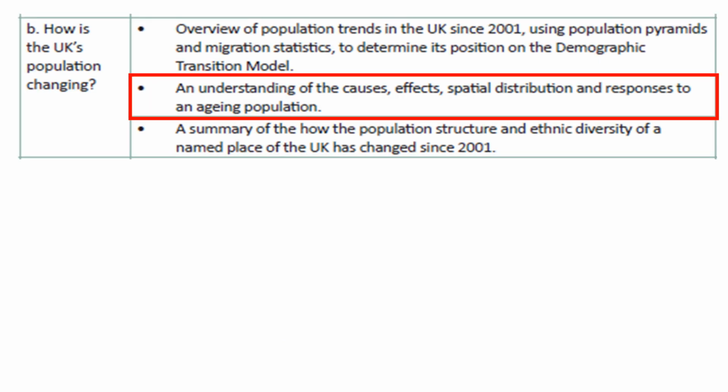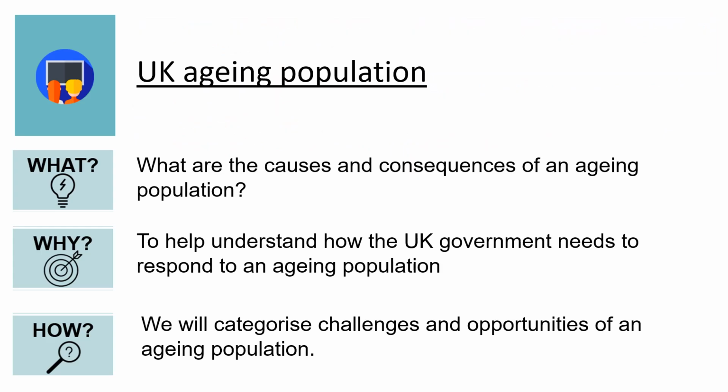In this section, we are continuing to look at how the UK's population is changing. In this lesson, we will develop an understanding of the causes, effects, spatial distribution and responses to an ageing population. Turn to page 10, please, of your work booklet, UK Ageing Population. Today we're going to learn about the causes and consequences of an ageing population so that we understand how the UK government needs to respond, and we're going to be categorising the challenges and opportunities that an ageing population brings to the UK.